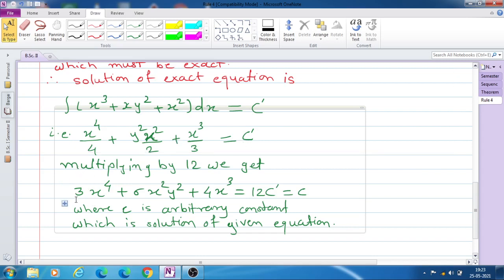Now to simplify this equation, we multiply the whole equation by 12. Multiplying by 12, dividing by 4 we get 3, here we get 6, here we get 4. Therefore 3x raised to 4 plus 6x square y square plus 4x cube is equal to 12 c dash. Now we take 12 c dash as c, where c is an arbitrary constant, and this is our solution of the given differential equation.